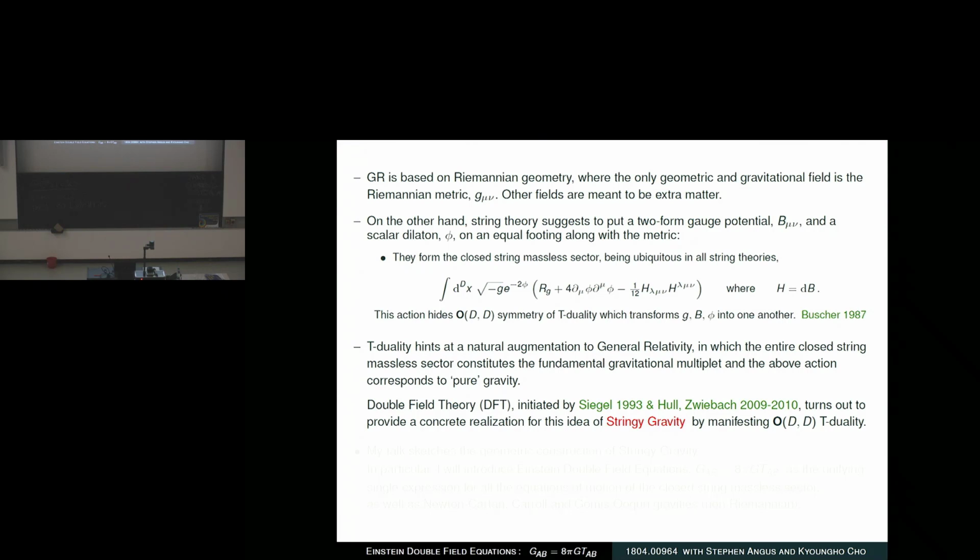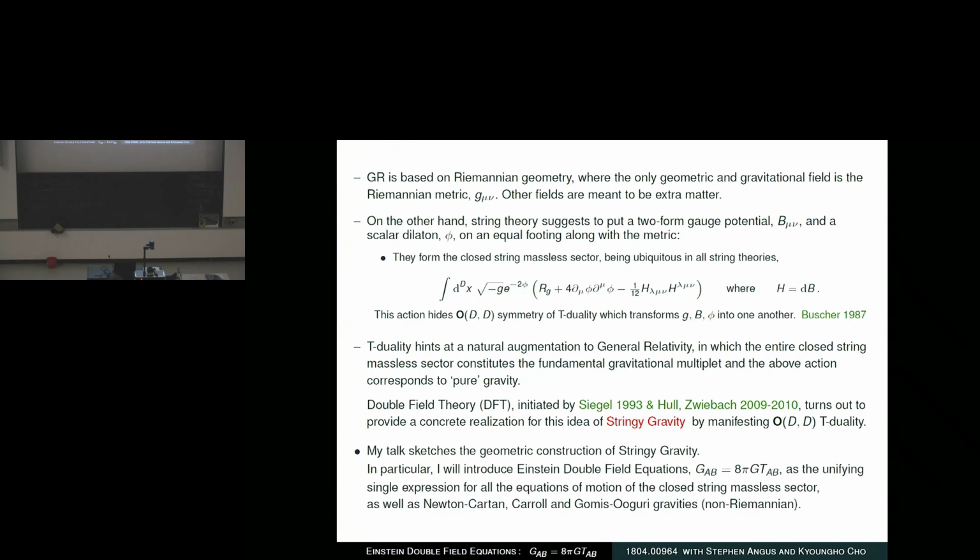Double field theory, or DFT, initiated by Siegel, also independently by Hull and Zwiebach, turns out to provide a concrete realization for this idea of stringy gravity by manifesting O(D,D) T-duality. So my talk today sketches the geometric construction of stringy gravity.